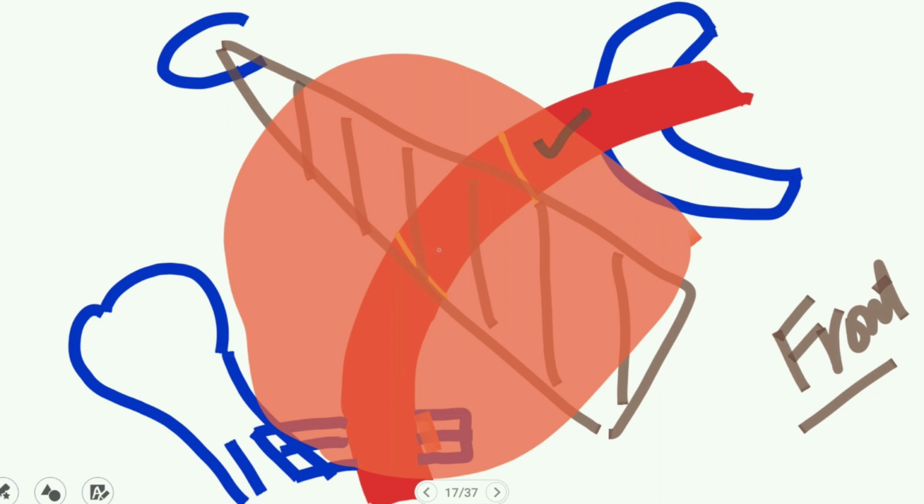Whenever you are asked about the relation of the second part, you write down pec major as well as pec minor muscle. And when you are asked about the anterior relations of the third part of axillary artery, you will again write down pec major. So don't forget to mention these two muscles. This is very easy whenever you are asked about the relations of the axillary artery.